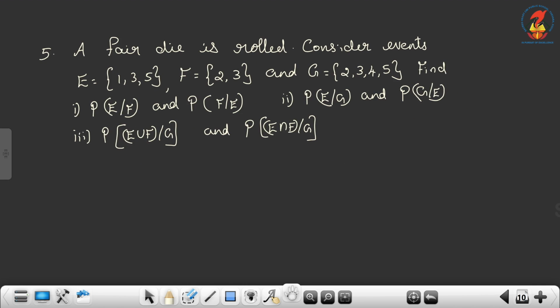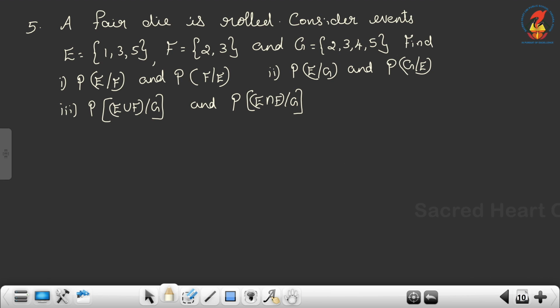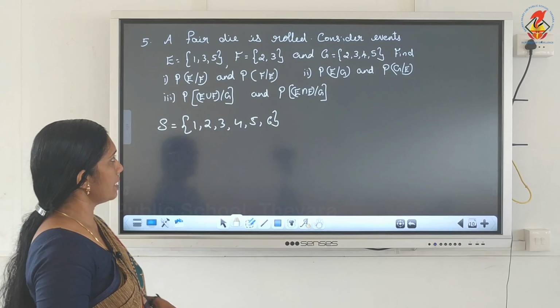So a fair die is rolled. Fair die means how many outcomes are there? 1 to 6. The events are 4, 5, 6 and so on. E, F, G are subsets of the sample space, that's why they are events.